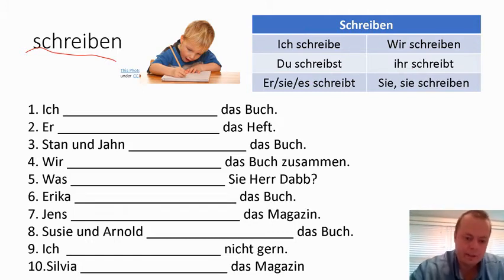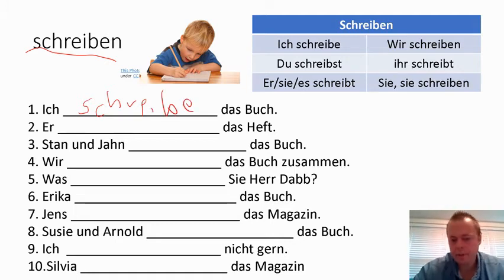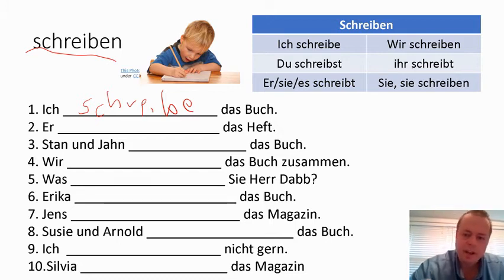So for Nummer 1, what we're going to be doing is ich schreibe, right? Ich schreibe das Buch. Does that make sense? Yeah, it kind of does. Now, if I want to say that he writes the notebook, we're kind of stretching the meaning on this one. But let's say he's writing in the notebook and he wrote some sort of notebook, maybe professing his love to somebody. Schreibt.